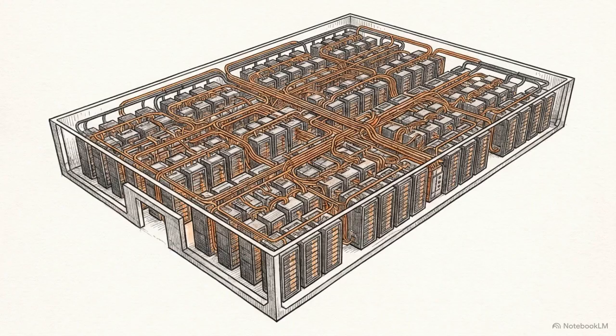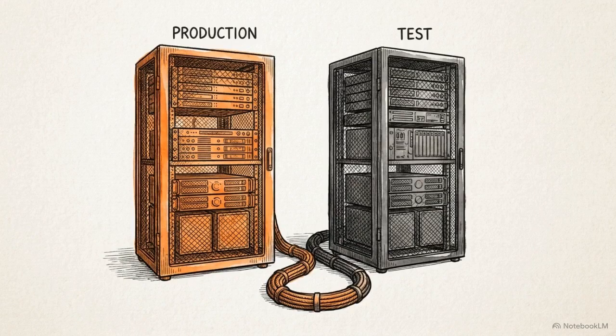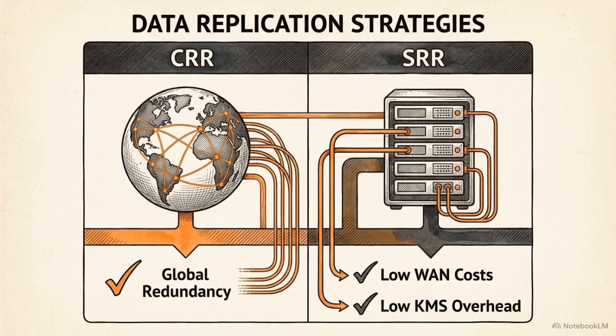Same region replication, or SRR, maintains all data packets constrained entirely within a single geographical data center. SRR is commonly deployed for centralized log aggregation across multiple application buckets or for syncing isolated production and test environments without incurring the transit costs associated with wide area networks. Choosing between CRR and SRR forces cloud architects to evaluate data transport boundaries, balancing the requirement for global geographical redundancy against WAN transit costs and localized KMS overhead.